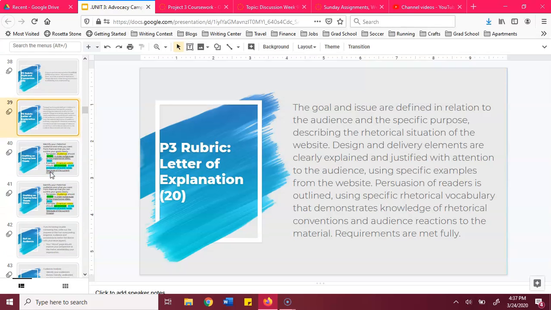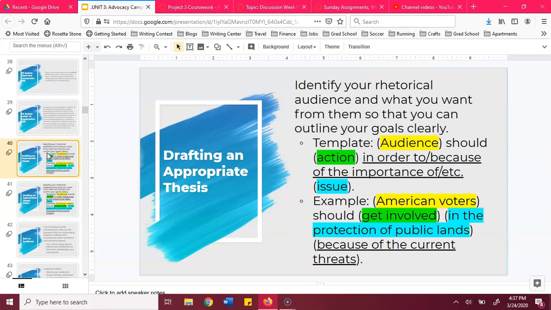That's our rubric. As we think about our thesis, arguably the most important sentence of your entire work, you're identifying the rhetorical audience and what you want from them. So I've given you this template here to introduce all the main ideas that you're going to develop. So naming your audience specifically, making sure that you know exactly what action they're taking, and defining your issue clearly. So, for example, putting all of these elements together, American voters should get involved in the protection of public lands because of the current threats could be a good first draft of a thesis, identifying some of these main rhetorical components.